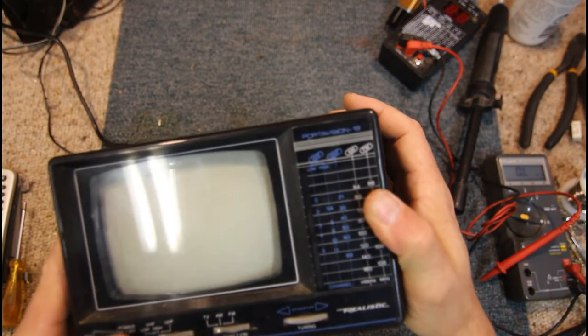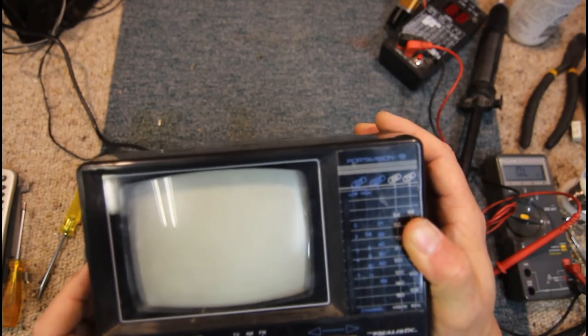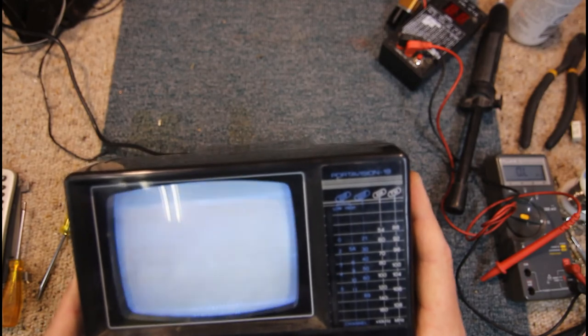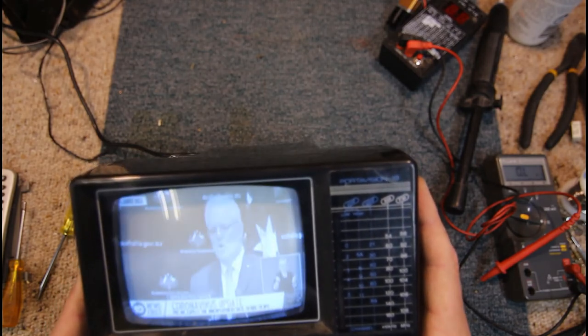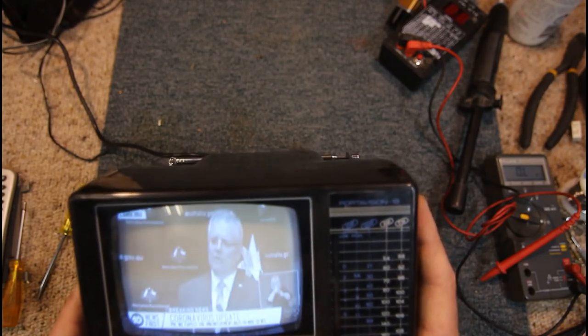Okay, see if we have had any luck. Turn the power back on. I got sound, we got picture. And we've got our Prime Minister back telling us about the cough.